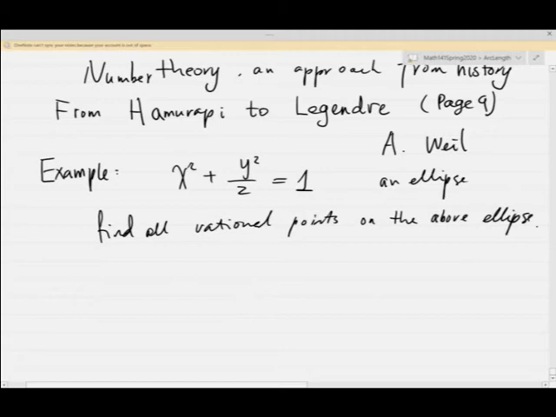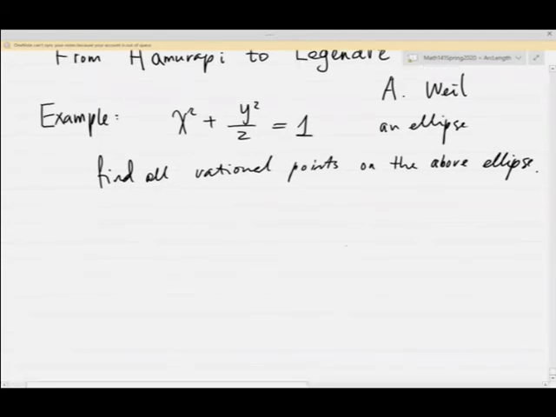We can use the same idea. That is, pick a rational point, then intersect it with a line with rational slope. Okay, rational slope. So the idea is the following.